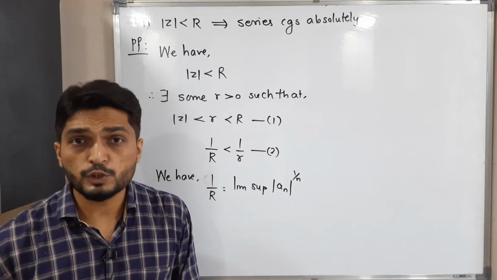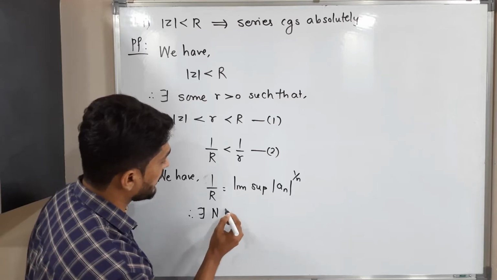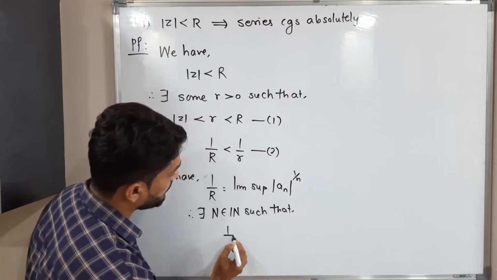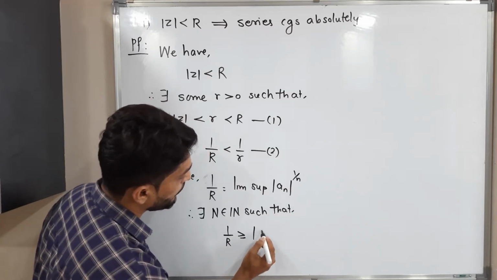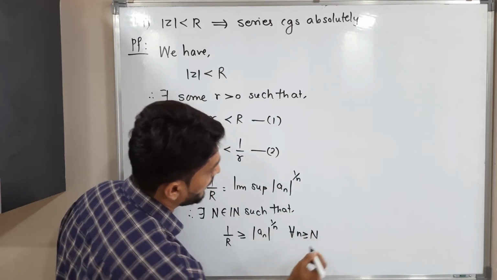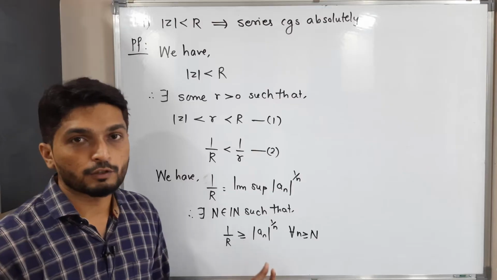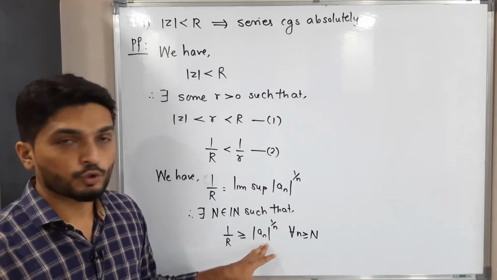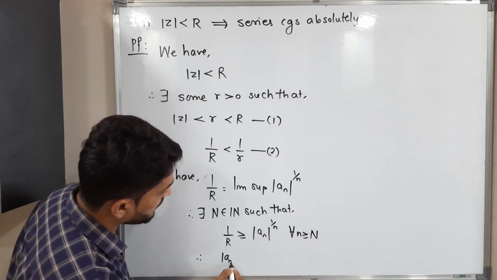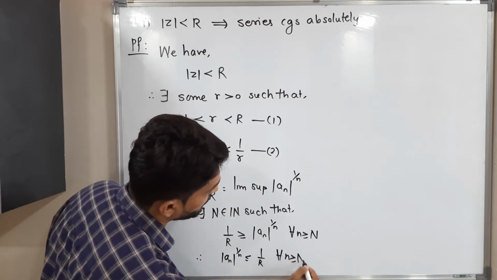So definitely by definition of limit supremum we can write, therefore there exists capital N belonging to the set of natural numbers such that 1 by capital R is greater than or equal to |a_n|^(1/n) for all n greater than or equal to capital N. As you can see here, limit supremum is a supremum value, so obviously it is greater than or equal to infinitely many terms. The same thing we can write in this way: therefore |a_n|^(1/n) is less than or equal to 1 by capital R for all n greater than or equal to capital N.